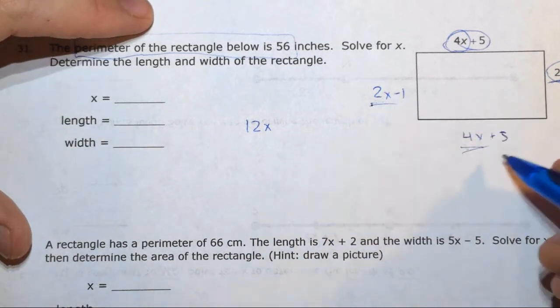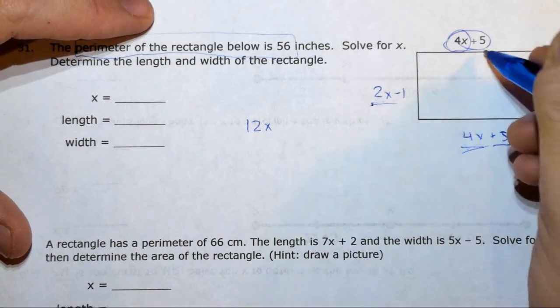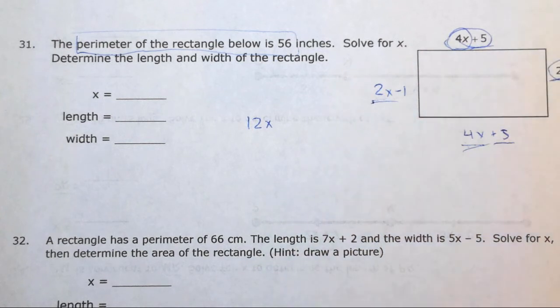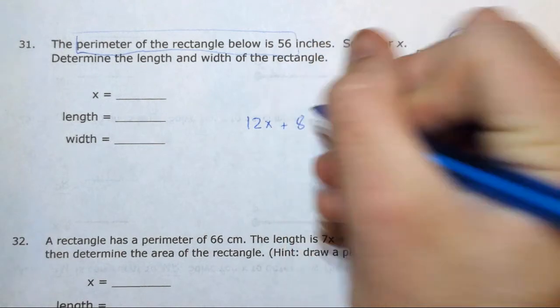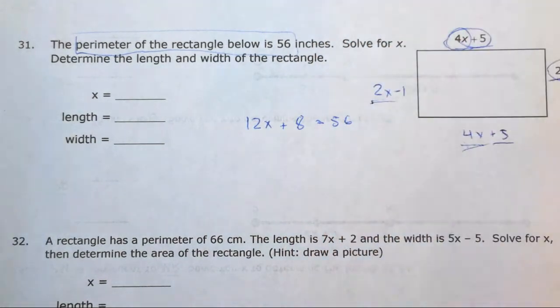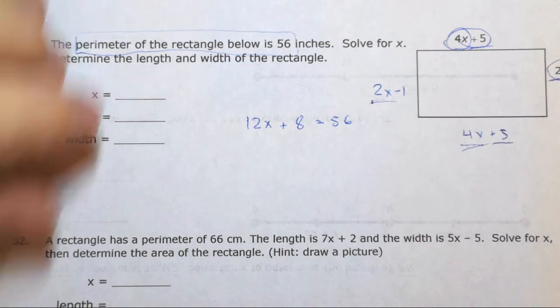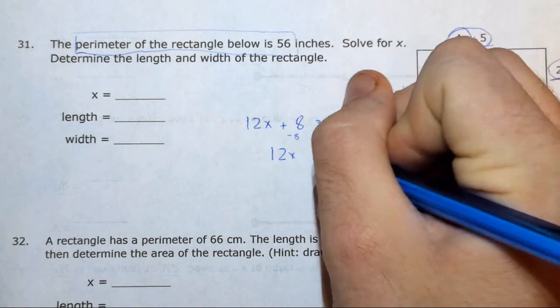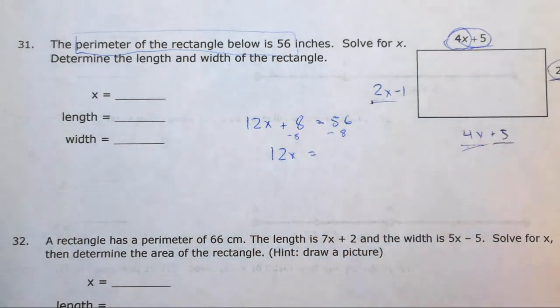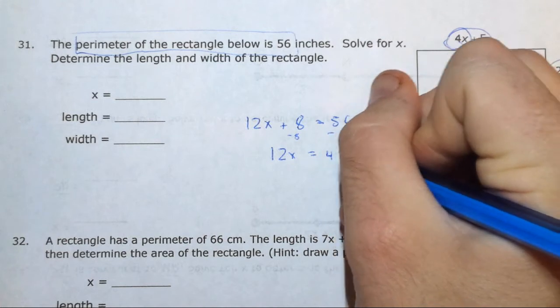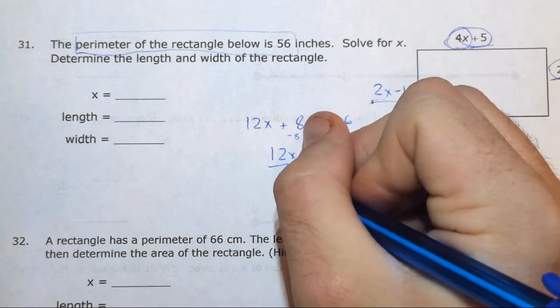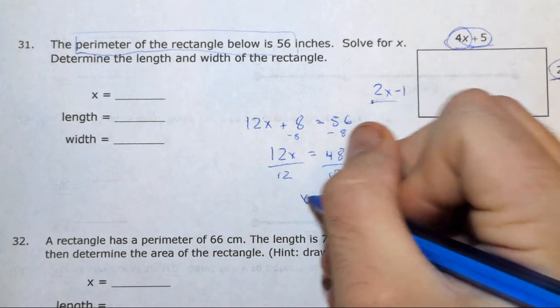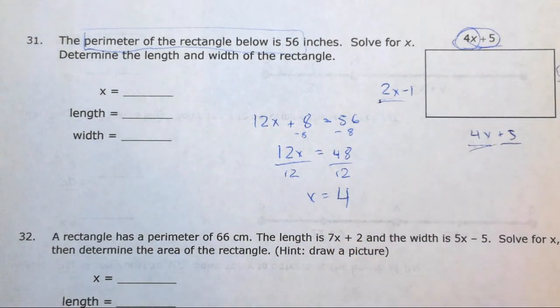Then I have a -1, a +5, a -1, a +5. The two 5s combine to give me 10. -1, -1, I get -2, so +8. That's equal to 56. Alright, now I can solve. I get 12x after I subtract 8. Subtract 8 is equal to 56 minus 8 is 48. Divide by 12. X is equal to 4.